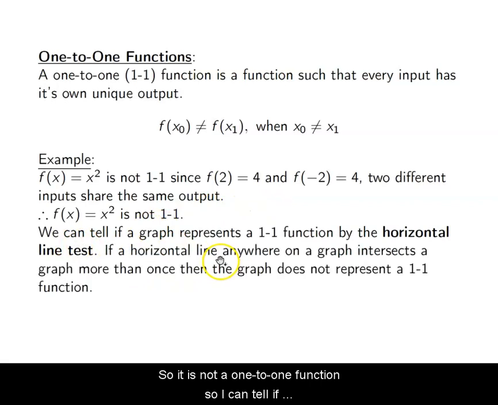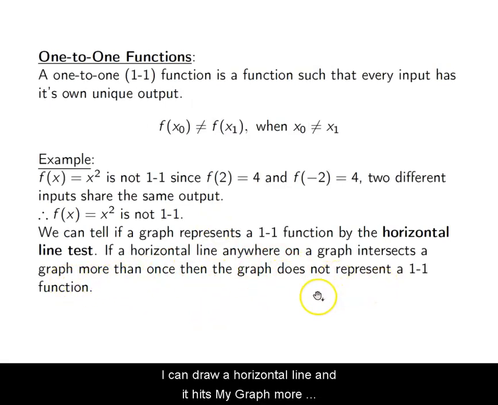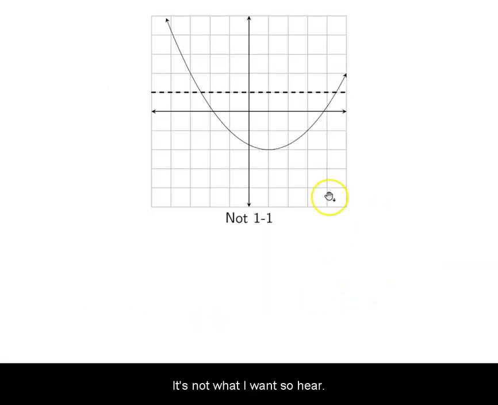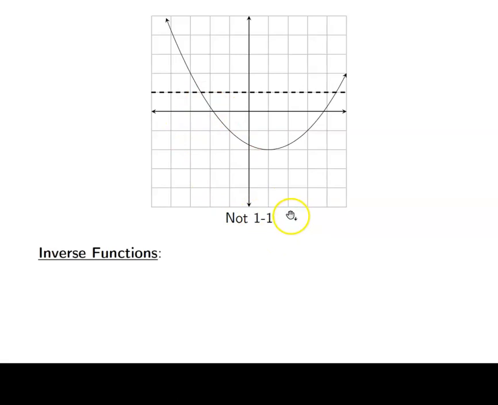So again, I can tell if something is one-to-one by the horizontal line test. I know I skipped over this very quickly, but you can read this in your readers, basically saying if I can draw a horizontal line and it hits my graph in more than one place, it's not one-to-one. Here, this is my function, some sort of parabola. This is the easiest example. If I draw a horizontal line, notice it hits my function twice. If this continues to wave in some form and hits it more than twice, that's also not one-to-one. So if I draw a horizontal line anywhere on my graph, it should only hit the function once. Okay, if it doesn't, it's not one-to-one.